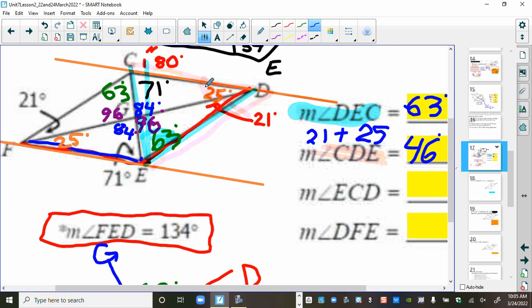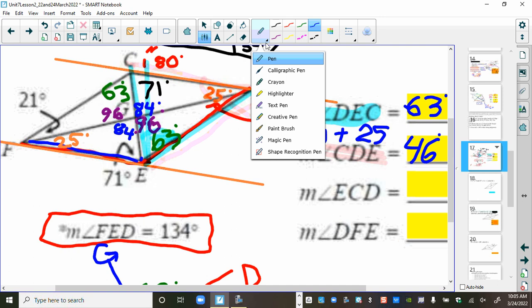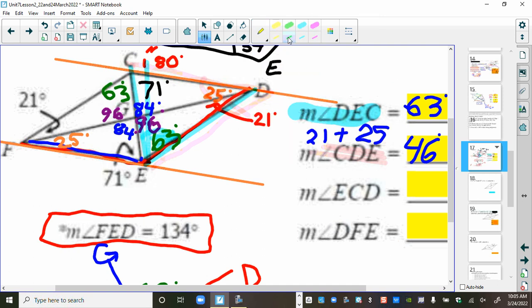All right, now ECD. ECD is going to be a little different because, where do we start? What's our starting point? E at the bottom. Which direction do we go? And then to the right. So in the end, it's going to be the 71. I know this is not the best.